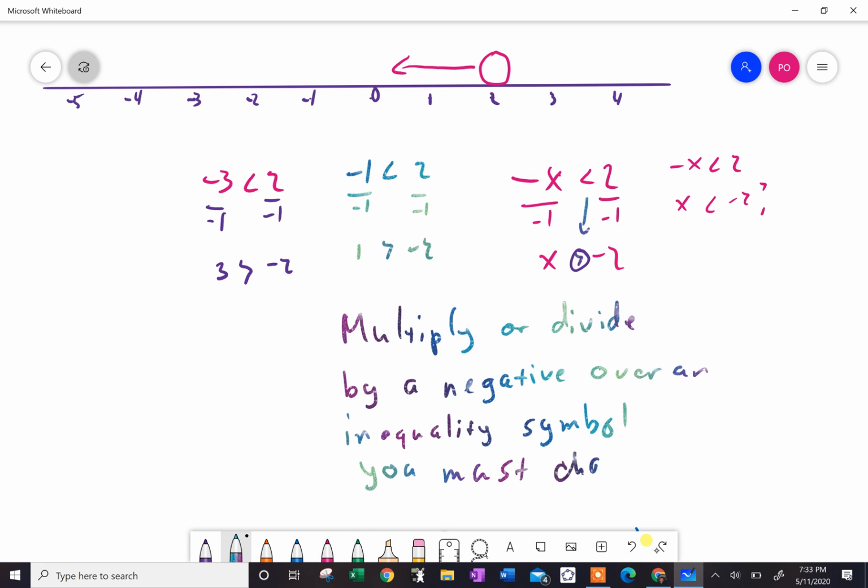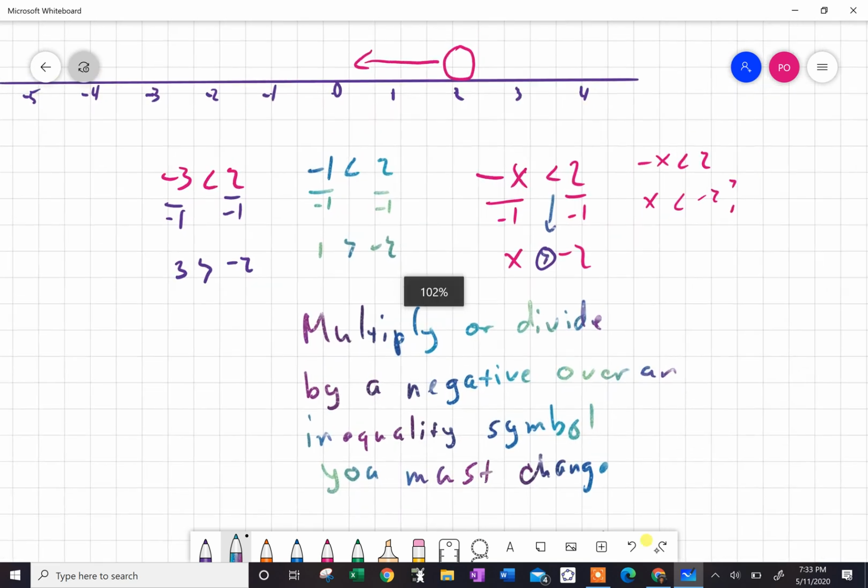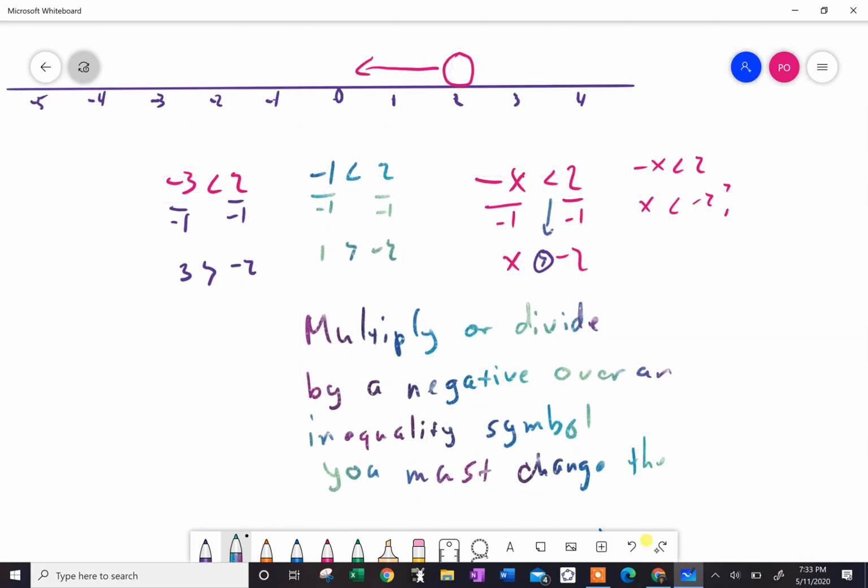Change the direction of the symbol. I ran out of room on an infinite sheet of paper. The direction of the inequality sign.